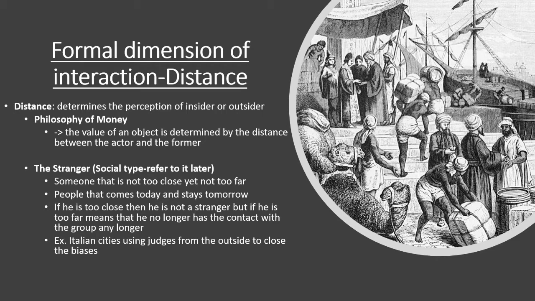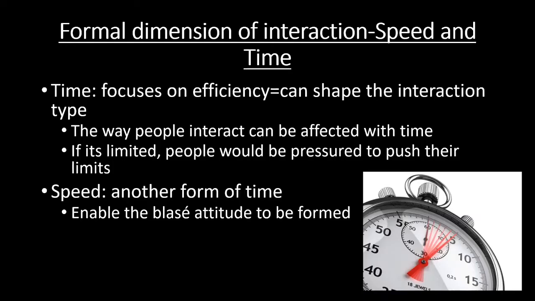Well, that's it for the formal forms of interaction or association. There are indeed other forms, but I won't go through them thoroughly, simply because distance and numbers are the most important towards Simmel's work. And basically another two that are worth mentioning are certainly time and speed.